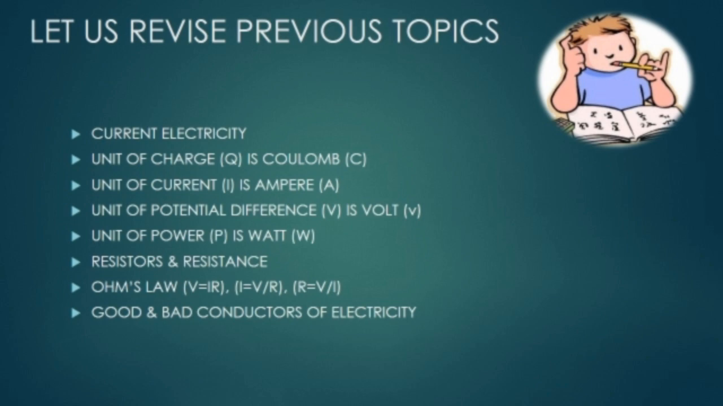Ohm's law can be stated as: the potential difference applied across the conductor is directly proportional to the electric current, provided that the temperature, density, length, and area of cross section of the wire remain constant. This is the definition or the statement of Ohm's law.